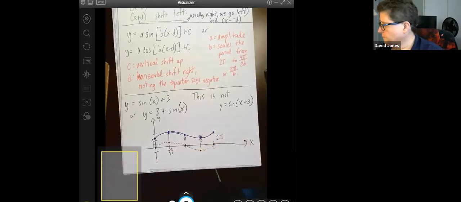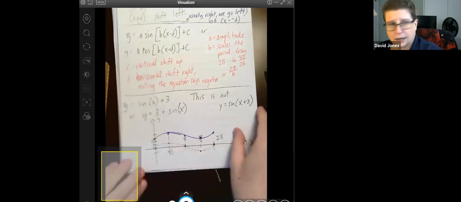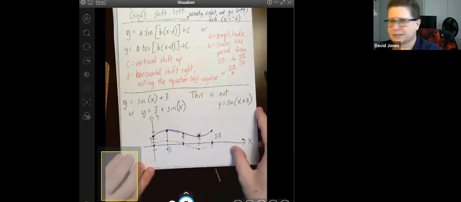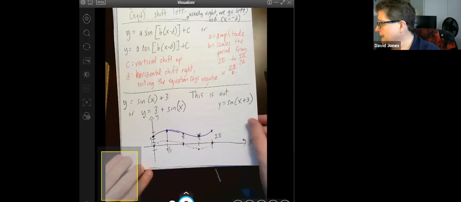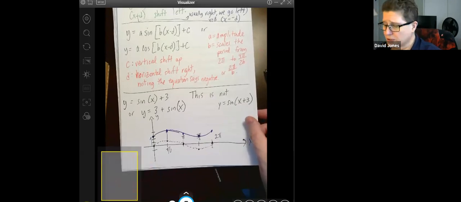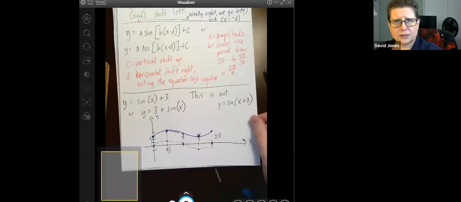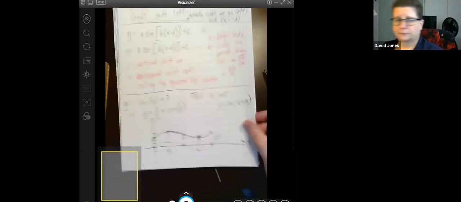Okay. And I'll show you this in Desmos in a second. I want to show you the thing on the inside. Let's do one with cosine, and then we'll tinker around with it on Desmos real quick.